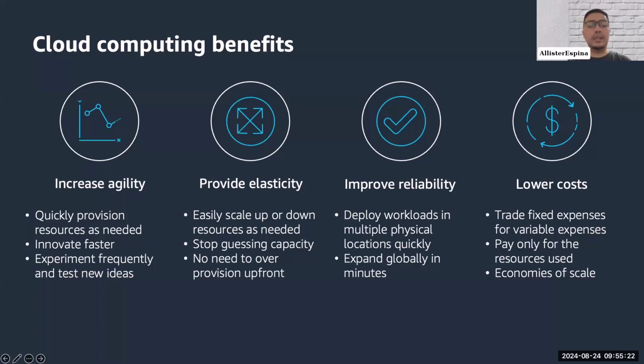And then elasticity. This was one of the questions earlier. You can easily scale resources up or down as needed because of the technologies built on cloud that allow you to automatically scale up resources depending on the demand or user traffic, and then scale back down whenever the traffic is down or the demand is off-peak. So you don't need to over-provision.